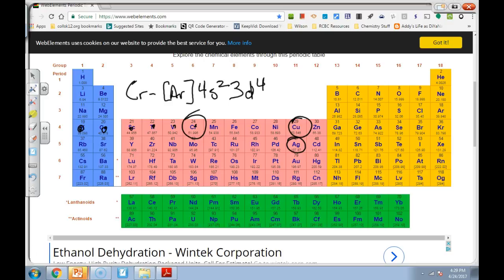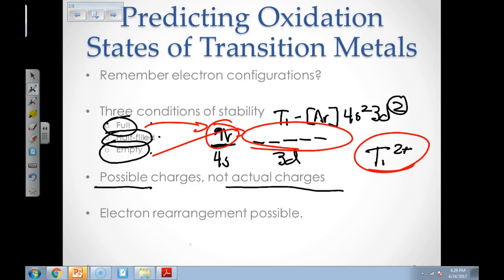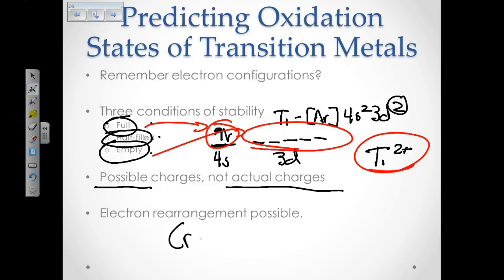Let's go back to our PowerPoint here. So chromium, and I always draw this like this: the element symbol, and then the core, which is the previous noble gas, followed by the valence electrons. So remember, it's 4s2, 3d4.